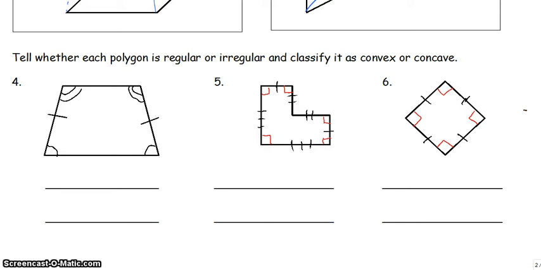For each of the following, we're going to classify these as regular or irregular first, convex or concave second. Here, these two angles are congruent. We'll call them angle 1 and angle 2. Angle 3 is congruent to angle 4, but angle 1 is not congruent to angle 3. If it's going to be regular, all angles need to be congruent to each other. This is not the case here, so we would say this was irregular.